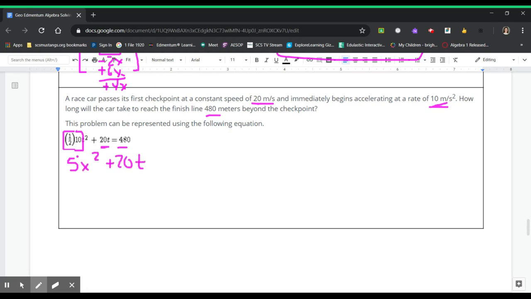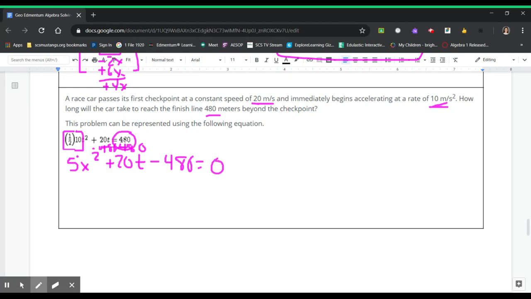And then we've got that 480 over on this side of the equal sign. It's got to be set equal to 0. So math-wise, to move it, I need to subtract. It's a positive 480, so to move it, I need to subtract 480 from both sides. So I've got 5t squared plus 20t minus 480 set equal to 0. So we've got everything set equal to 0.